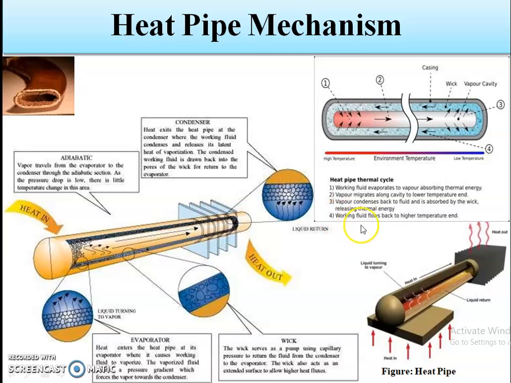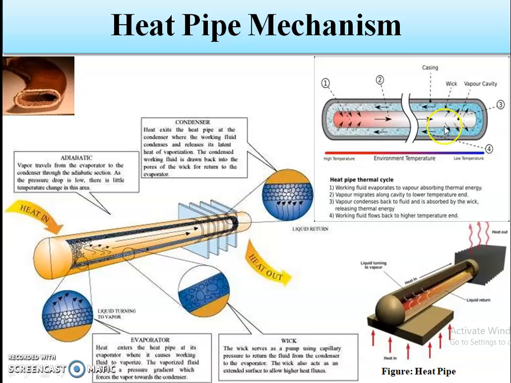The fourth process is that the working fluid flows back to the higher temperature end. It is a repeated recycling process from hot body to cold body to hot body to cold body, with the help of the wick. There are two sections shown here: on the left-hand side the higher temperature section, and on the right-hand side the lower temperature section. From here the environmental temperature comes in.